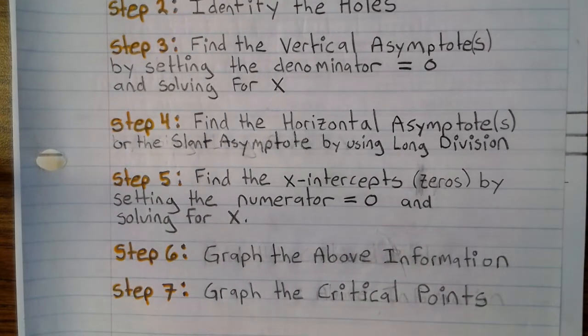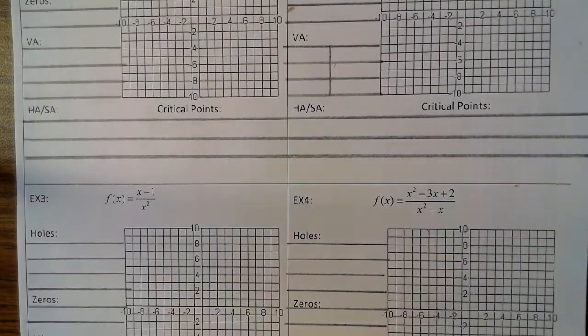Step 4, find the horizontal asymptotes or the slant asymptote by using long division. Step 5, find the x-intercepts, zeros, by setting the numerator equal to 0 and solving for x. Step 6, graph the above information. Step 7, graph the critical points. Okay, if you would, update your notes. Now your notes are updated, let's take a look at the examples.